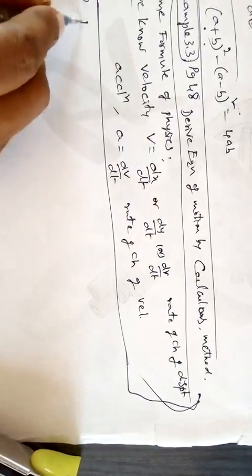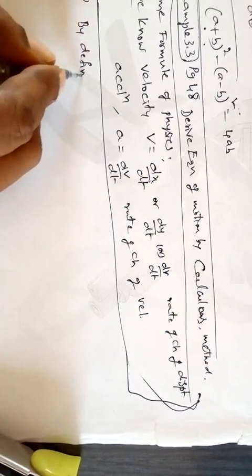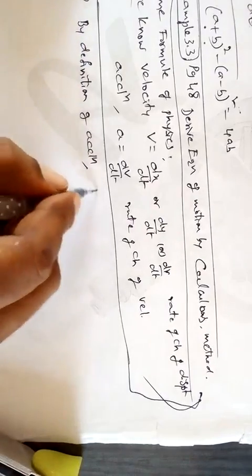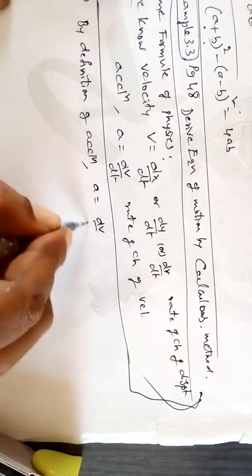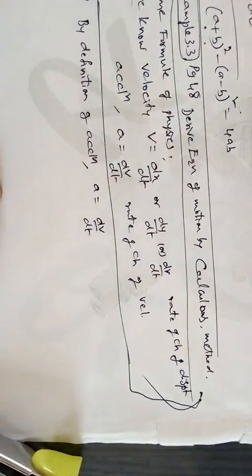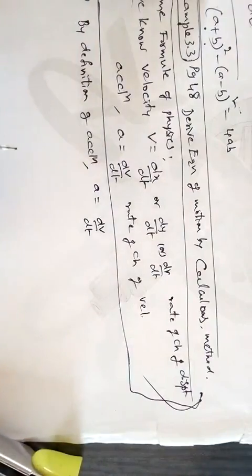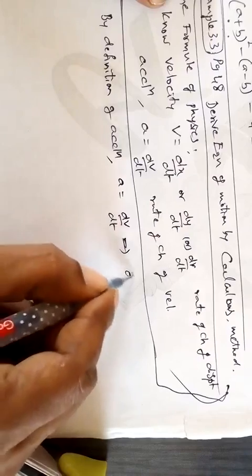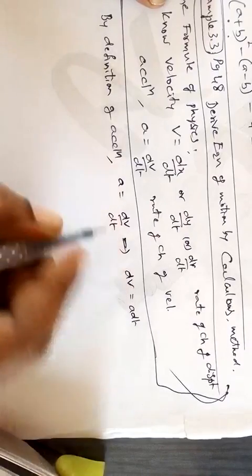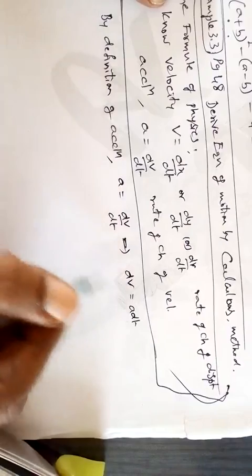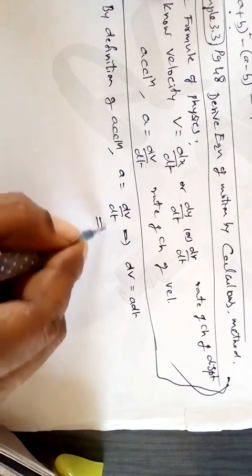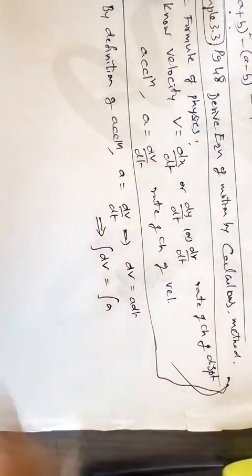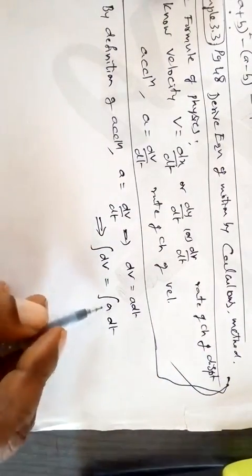By the definition of acceleration, a is equal to dv by dt. Just now I have written this same formula and I am using it here. So I take cross multiplication: dv is equal to a dt. Now integrating, integral dv is equal to integral a dt, where a is the acceleration.